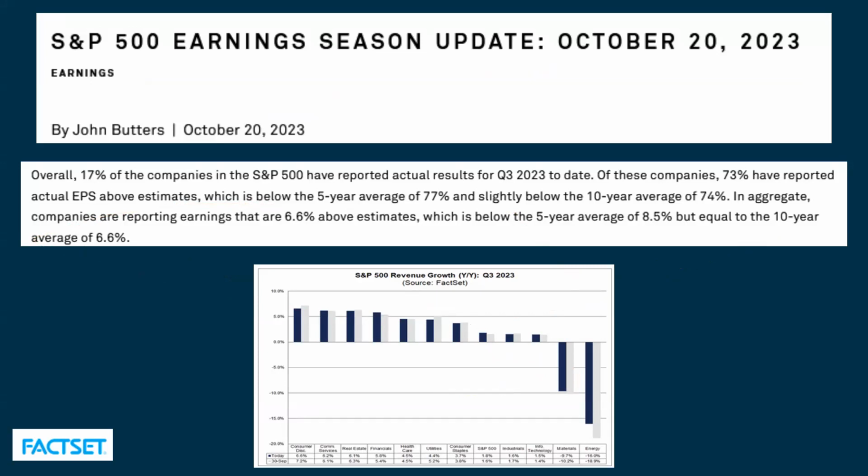So we're still early in the season. And those that have reported, 73%, have been above estimates, which is below the 5-year average of 77% and a little bit below the 10-year average of 74%. That's where it gets convoluted.